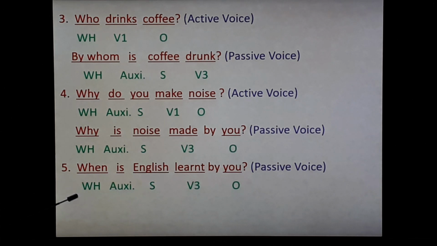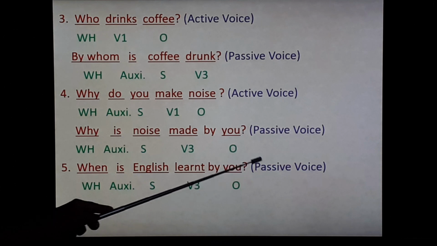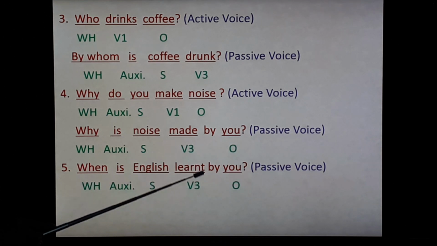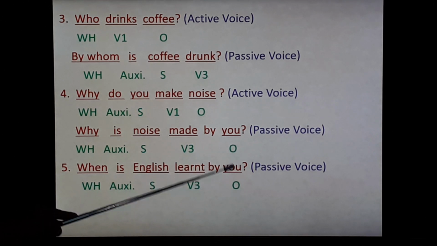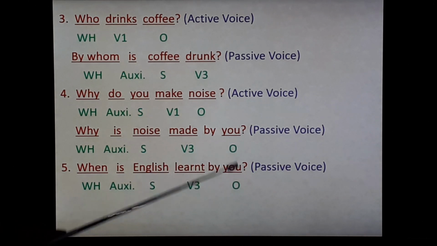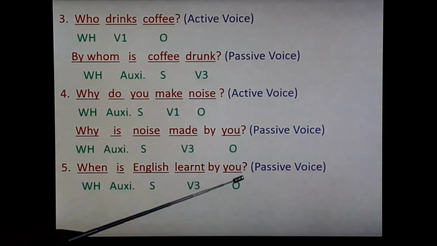Next, when is English learned by you? So this is passive voice. Why? Because by is given and the V3 form is mentioned. So when, WH; is, auxiliary; English, subject; learned, V3 form; by is added because it is passive voice; and you, object. Okay. Now how to turn from this passive to active, that we will see.